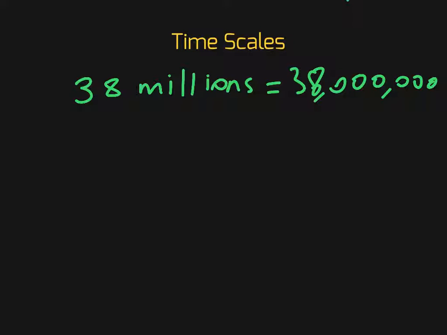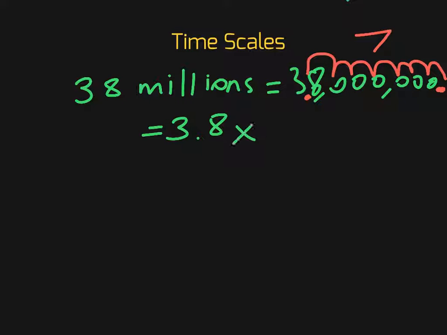So we would start, remember we've got a decimal point here, and we want to end it up here. So 1, 2, 3, 4, 5, 6, 7. So it's moved 7 spots. So we would write this as 3.8 multiplied by 10 because it's a decimal place to the 10th, and it's 7 years.